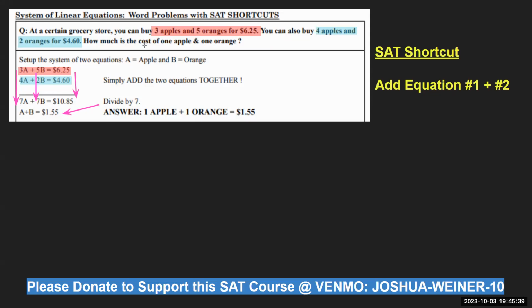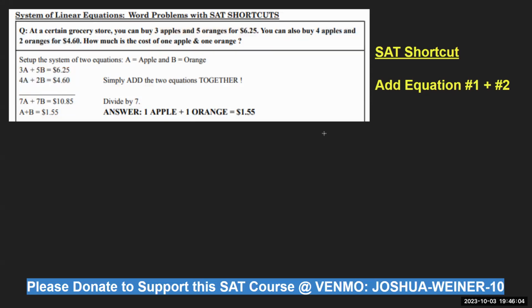So even though we don't know what the cost of an apple or an orange is separately, this is an excellent shortcut because you can see here that dividing by 7, we work out that it's $1.55, which is a very good time saver. Okay, any questions, Miss Natasha? No. All right, very good.